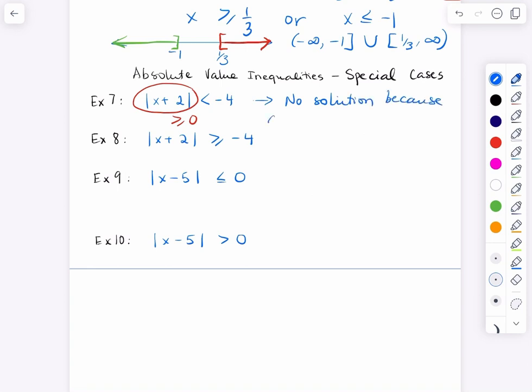because absolute value can't be negative.